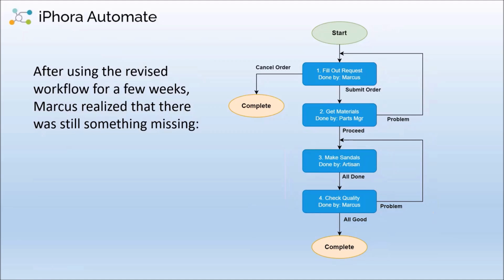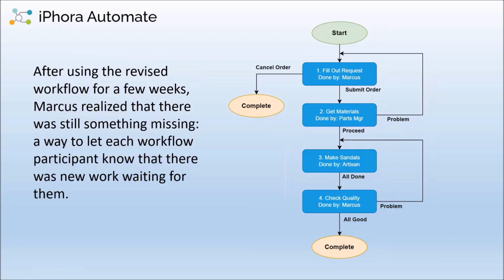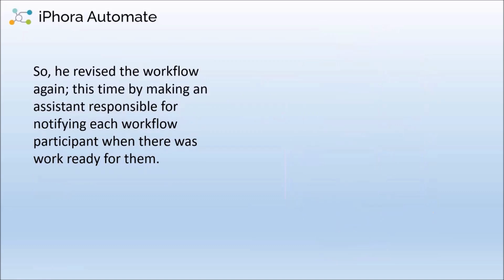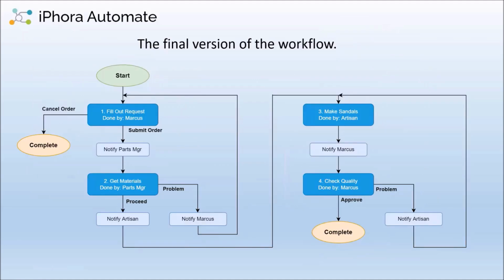After using the revised workflow for a few weeks, Marcus realized that there was still something missing: a way to let each workflow participant know that there was new work waiting for them. So he revised the workflow again, this time by making an assistant responsible for notifying each workflow participant when there was work ready for them. This led to the final version of the workflow, which includes notify actions that occur as the workflow moves from one step to the next.